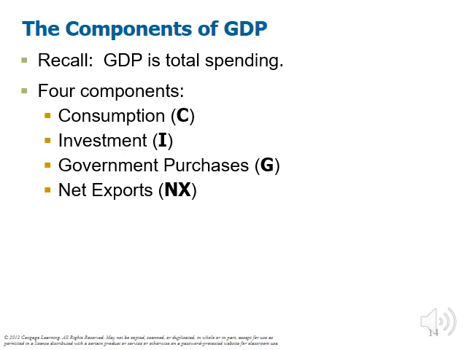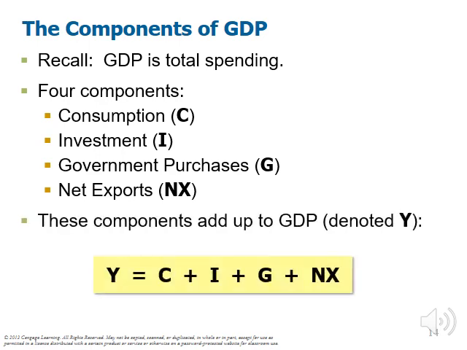Net exports is best thought of as exports minus imports. These components together add up to GDP. We will denote GDP in this class with the letter Y. Here we have an expression that says Y, or output, or income, or GDP, is equal to expenditure. The components of expenditure: consumption, investment, government spending, and net exports. Let's take a look at each of these in a little bit more detail.